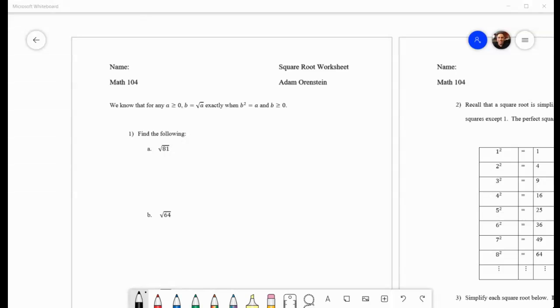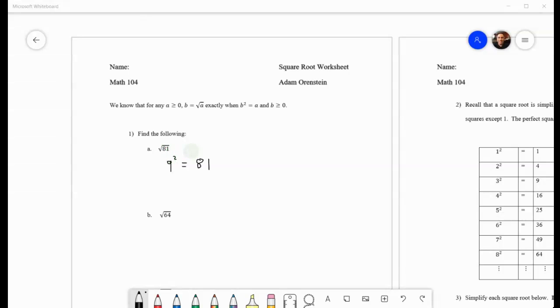So for the first one here, what we have now is the square root of 81. So we want to get the square root of 81, right? Well, what is that equal to? Well, we know that 9 squared is 81.